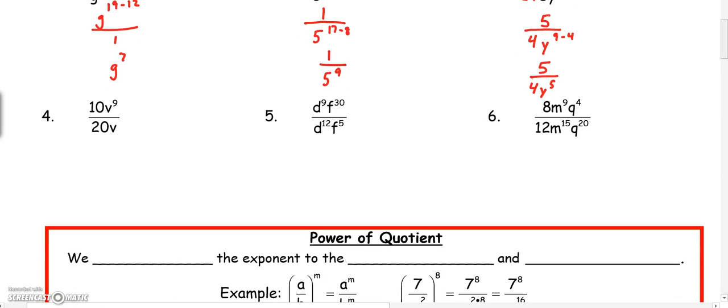Number 4, 10v to the 9th over 20v. Remember that a v has an exponent of 1. So I'm going to take out 10 from both factors to reduce my fraction. So I now have 1 over 2. The 9th power is higher, so we're going to end up in the numerator. So v to the 9 minus 1. So we end up with v to the 8th over 2.